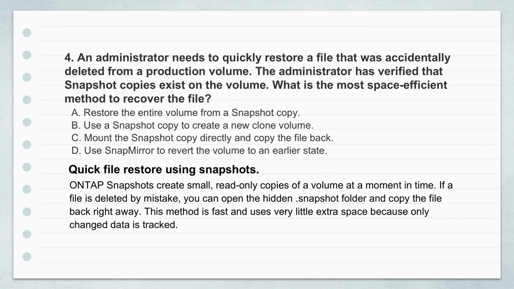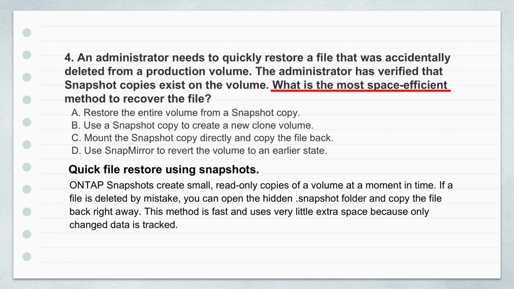Definitely. Okay, let's switch gears again. Another common and sometimes panic-inducing situation, accidentally deleting a file. So an administrator, maybe it's late on a Friday, accidentally deletes an important file from a production volume. Luckily, they've checked, and snapshot copies do exist on that volume. Phew. What's the absolute most space-efficient and fastest way to get that single file back?